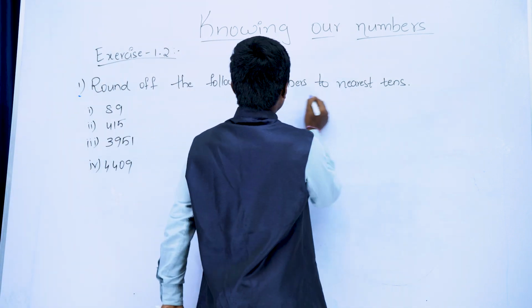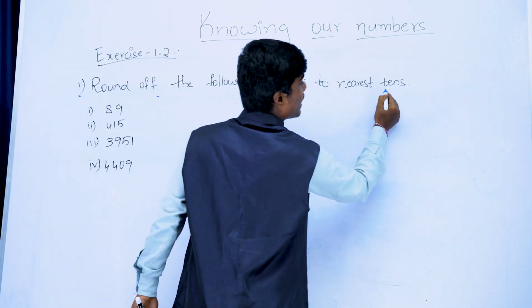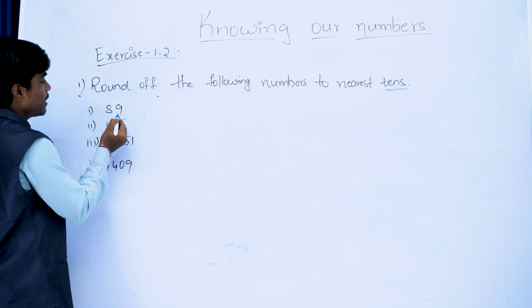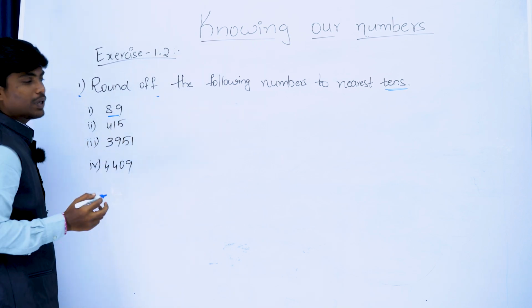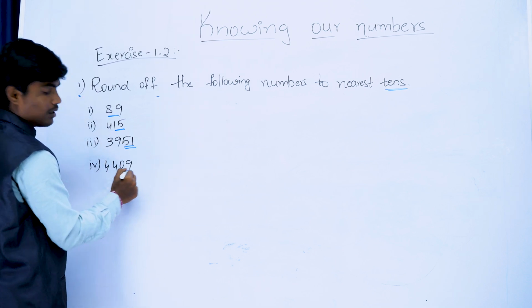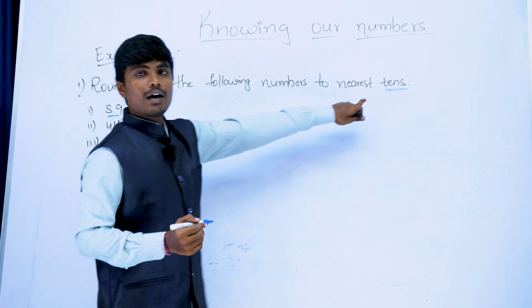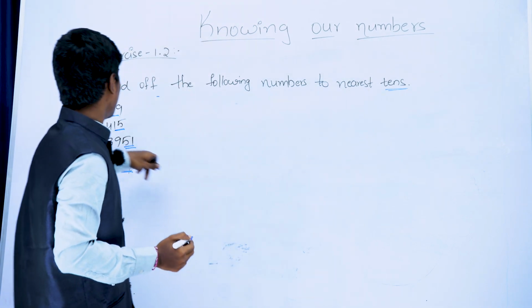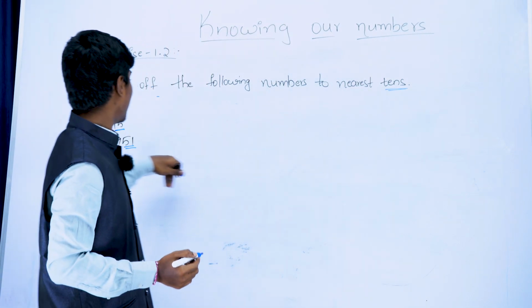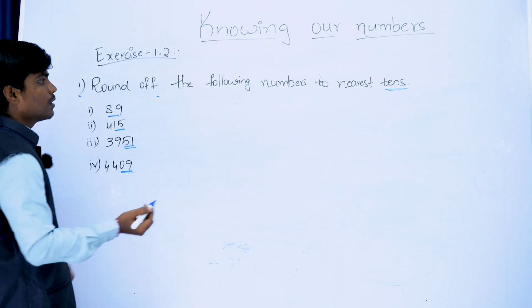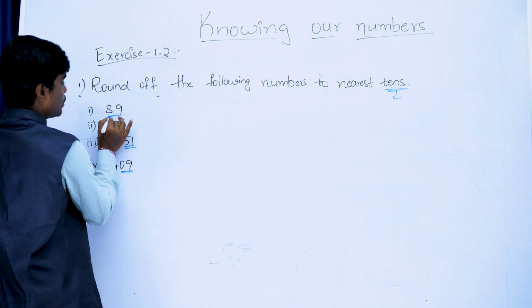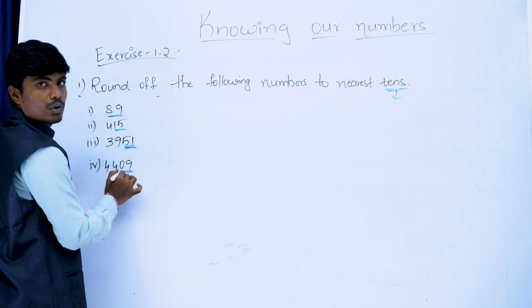Here you want to round off the numbers to the nearest tens, so we have to take up to the tens place. Here ones and tens, it means we have to take 2 digits in each number. If he asks for the nearest hundreds, then we will take 3 digits up to hundreds. And if he asks for thousands, then we will take up to 4 digits. Now in this question, he gave tens, so we should take up to 2 digits.